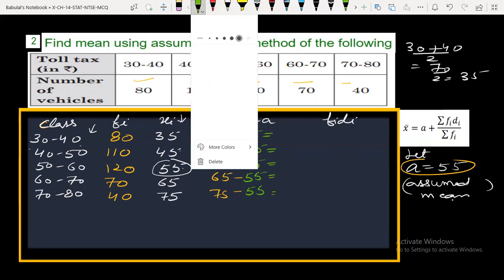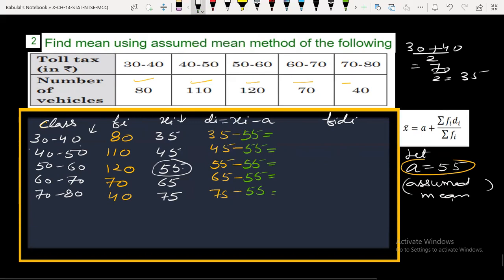That difference we will be getting here. यहां से आप शुरू करें. देखिए यहां वाला ये होगा 0, 55 minus 55 is 0, 45 minus 55 that is minus 10, 35 minus 55 that is minus 20. जो हमने assumed में लिया है उसके ऊपर की तरफ जो भी वैल्यूज आएंगी d की वो नेगेटिव आएंगी और उसके नीचे वैल्यूज पॉजिटिव आएंगे.